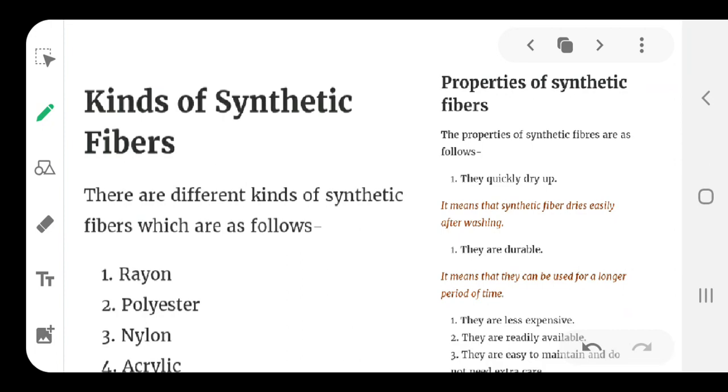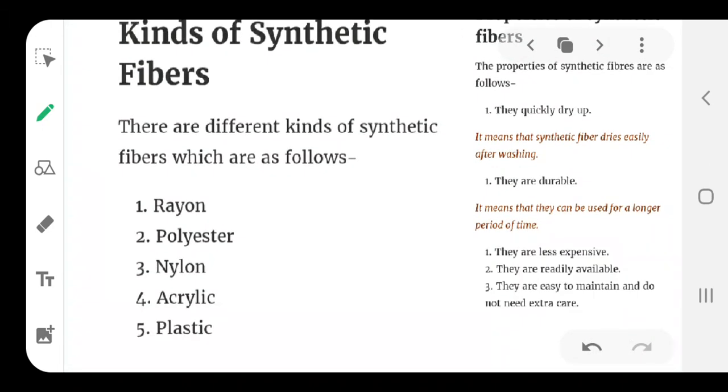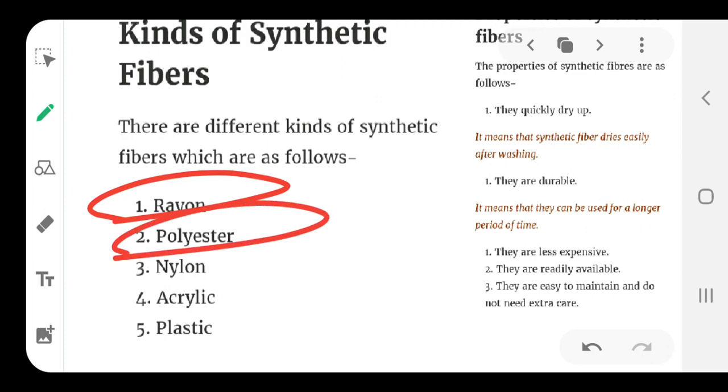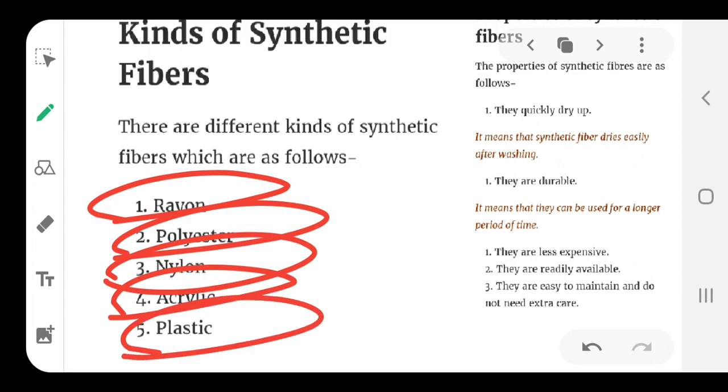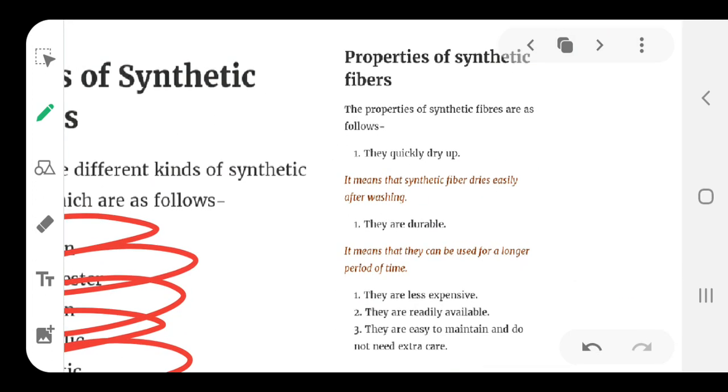Now, let us see what types of synthetic fiber we are going to study today. We have these names that you should know about. One is called rayon. Write them down in sequential order: rayon, polyester, nylon, acrylic and ultimately plastics. These are some of the kinds of synthetic fiber that we are going to read about.